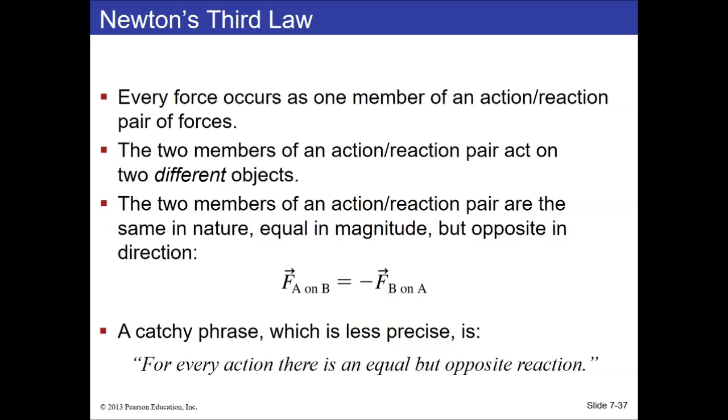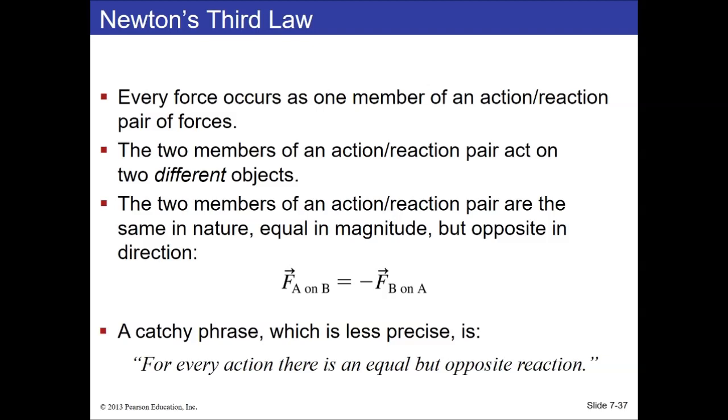I mean, it sounds nice if you're just a person listening to somebody talk. It's like, okay, well, equal opposite reaction, great. But if you're a physics student, you're going to want a better description of this. So what I have listed here is really the best way to describe things. Let's just go through each point here. Every force occurs as one part of an interaction pair. That means no force exists by itself. There's always a second force that goes with it that has a particular nature to it.